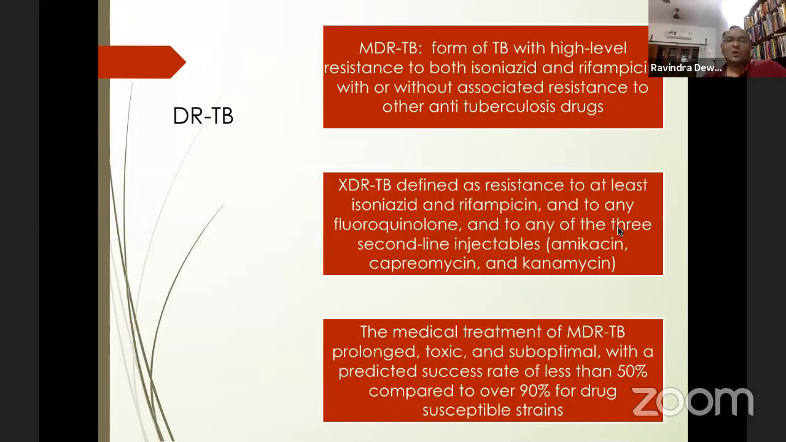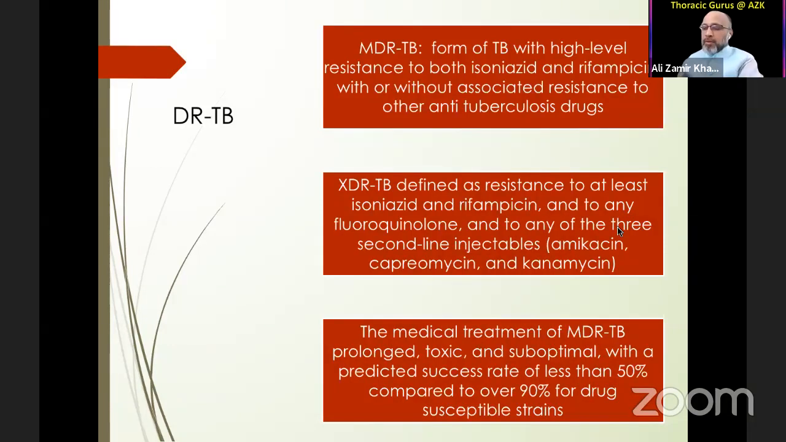Now, drug-resistant TB. When do we do surgery in drug-resistant TB? First, it is important to understand the definition of drug-resistant TB. Multi-drug-resistant TB is a form of TB with high-level resistance to both isoniazid and rifampicin, with or without associated resistance to other anti-tuberculosis drugs. Extremely drug-resistant TB is defined as resistance to at least isoniazid and rifampicin, and to any fluoroquinolone, and to any of the three second-line injectables. These definitions have been completely frozen by the experts looking after the TB program in the WHO. And accordingly, patients are treated.